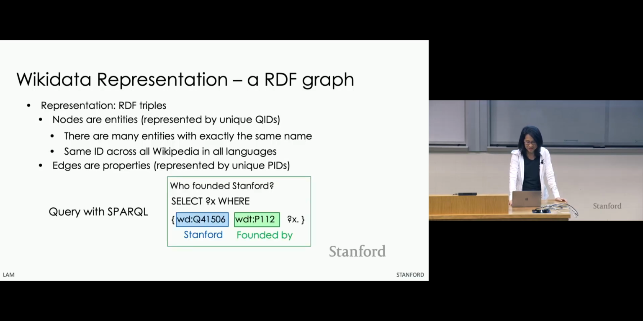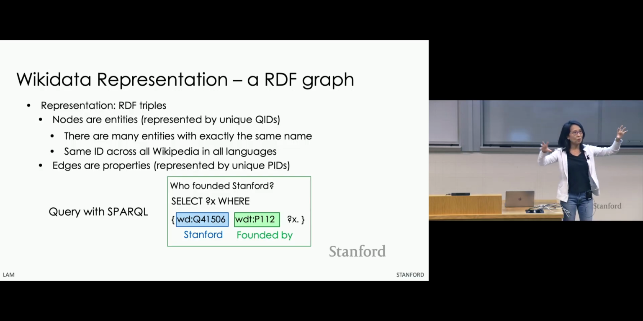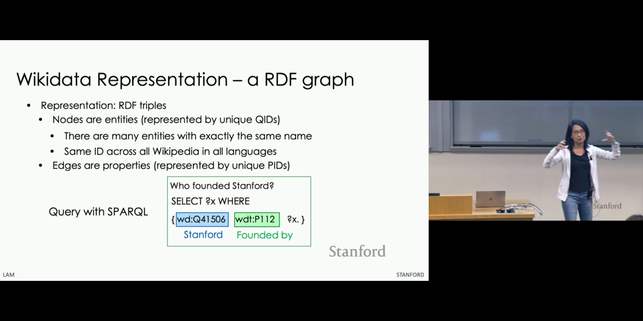So what does SPARQL look like? If I say something like "who founded Stanford," this is the SPARQL. It says select X. X is going to show up as a parameter in these triple forms. The triple form always looks like some kind of entity, a property, and then an entity. Okay, so this is a pattern.